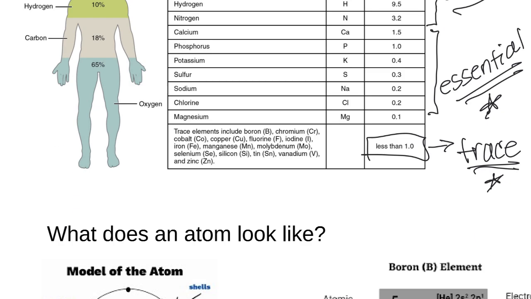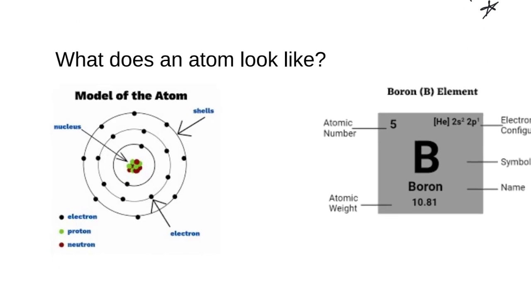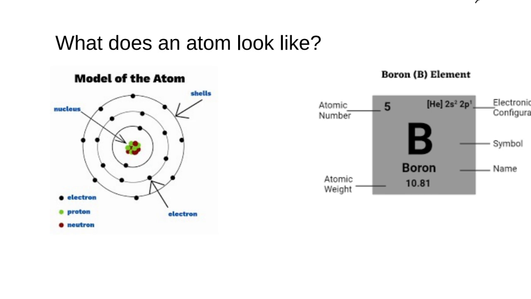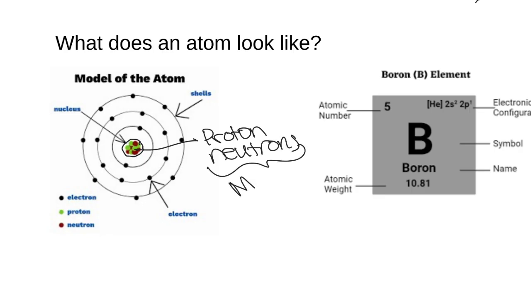All right, so moving on. So let's talk about the structure of an atom. And I know you guys have seen these drawings before. You have a nucleus, which is found in the center of the atom. And inside the nucleus, you have protons and you have neutrons. And this is where all of the mass of that atom is found.